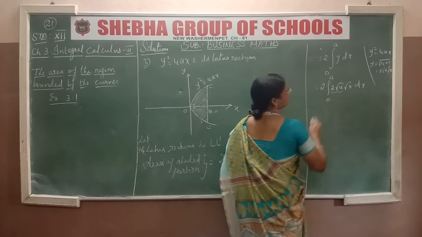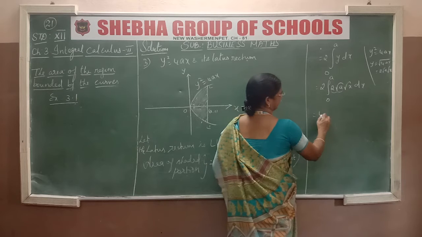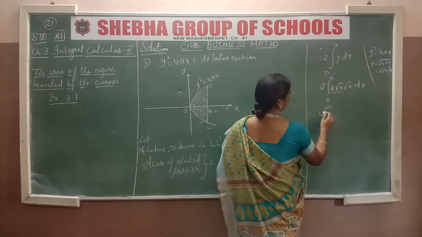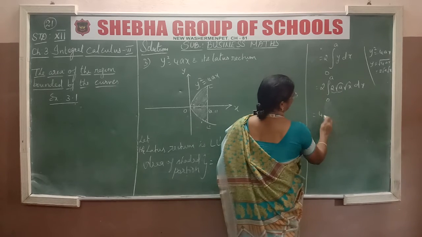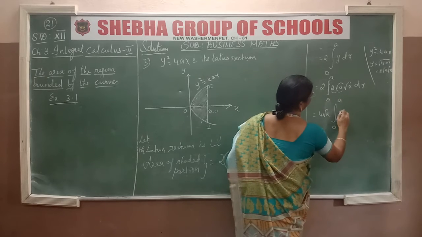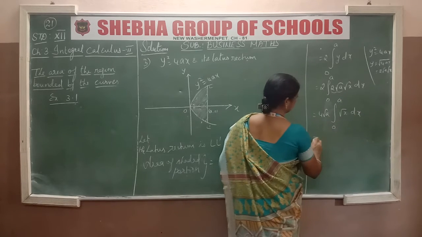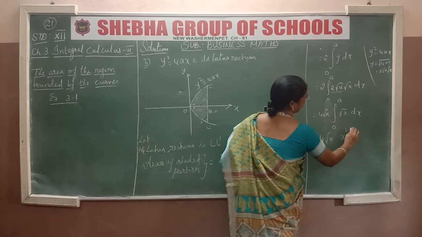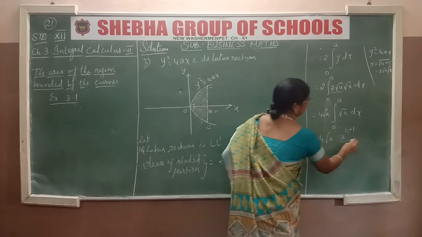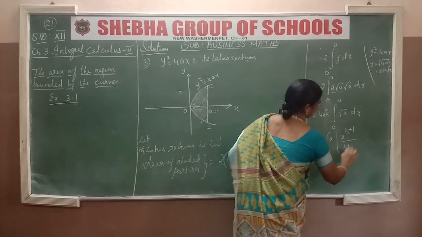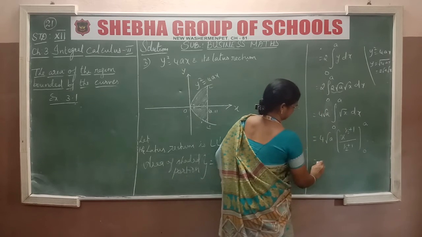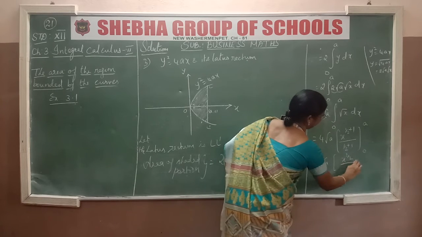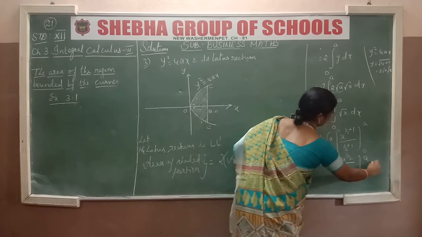Here 2 and root a are constant. Taking outside, we get 2 2s are 4, limits 0 to a. Taking root a also outside. So we get integral from 0 to a of root x into dx. Root x is x power half. So integrating, we get x power half plus 1, that is x power n plus 1 by n plus 1, so half plus 1. And the limit is 0 to a. It's equal to 4 into root a, and this is x power 3 by 2 by 3 by 2, and the limit is 0 to a.